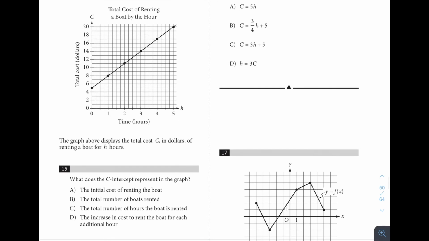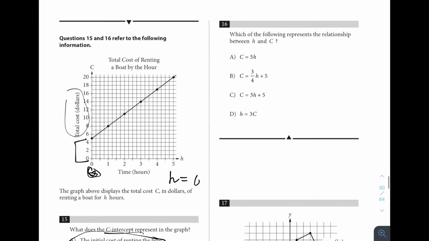Question 15 says, the graph above displays the total cost C in dollars of renting a boat for H hours. What does the C intercept represent in the graph? So the C intercept is when H equals 0, which is right here. And if you read the graph, that's the cost right here. And you haven't spent any time on the boat because you're at 0. So that's probably going to be the initial cost of renting the boat, since you haven't used it yet, but you have to pay like a base fee.